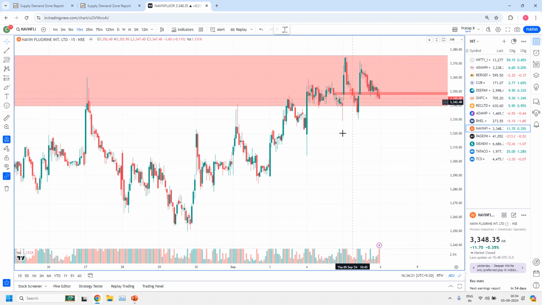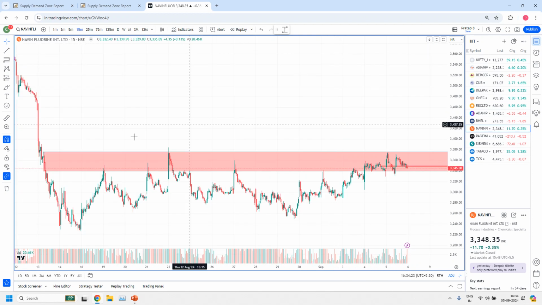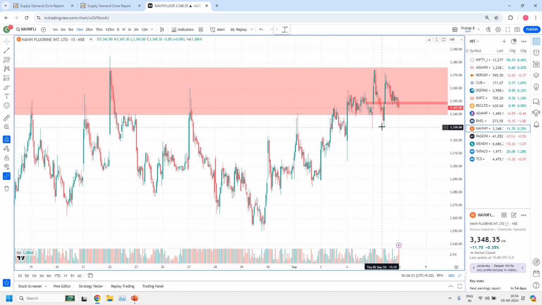So that's why Navin Fluorine is invalid. Hope you understood this concept clearly. If the ITF zone is violated, and if your LTF zone is a part of the ITF zone which is violated, you cannot treat the ITF trade, bullish or bearish trade setup, as a high probability trade. That should be a normal bullish or bearish trade setup.